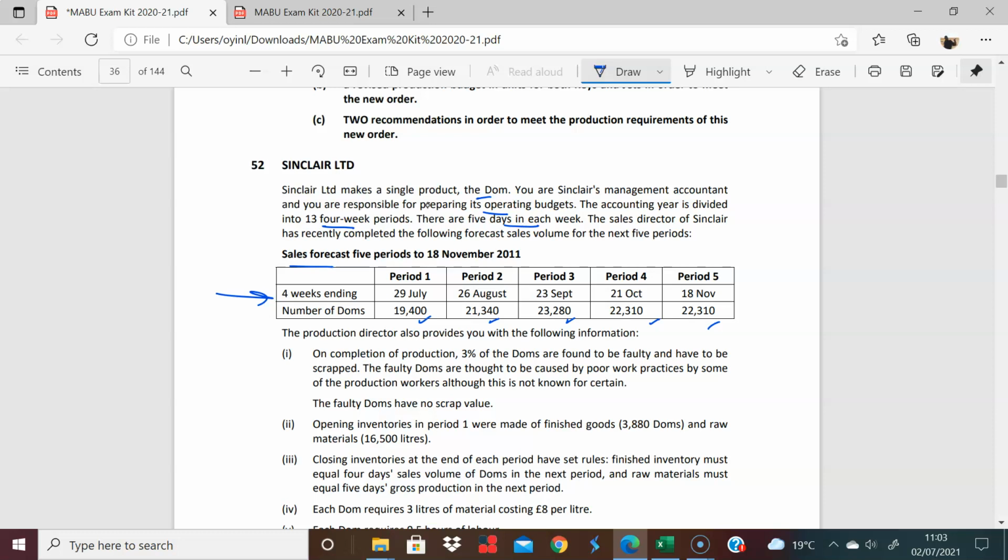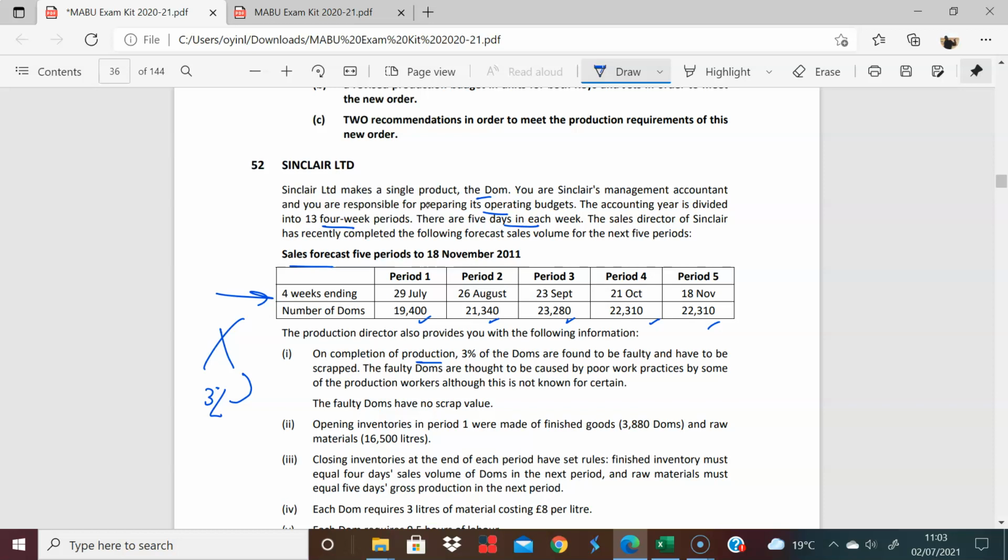It says to go ahead and make the items. But unfortunately, every time you make your items, you're always going to lose 3% of them. So on completion of the products, 3% of the DOMs are found to be faulty and have to be scrapped. This is due to poor work practices. And it says these DOMs have no scrap value, so they'll never be part of inventory, and we can't sell them off for scrap.